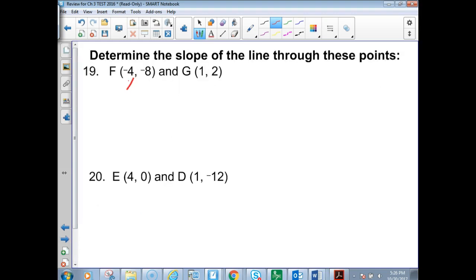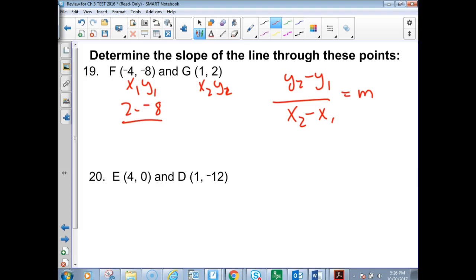19, finding the slope, x1, y1, x2, y2. The formula is y2 minus y1, you've got to do the y's first, over x2 minus x1. So I'm going to do 2 minus negative 8 over 1 minus negative 4. 2 minus negative 8 is 2 plus 8. 1 minus negative 4 is 1 plus 4. That gives us 10 over 5, and that reduces to 2.